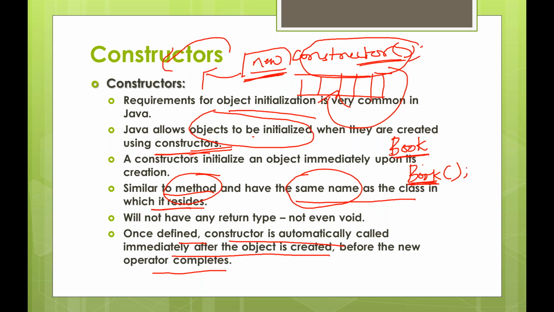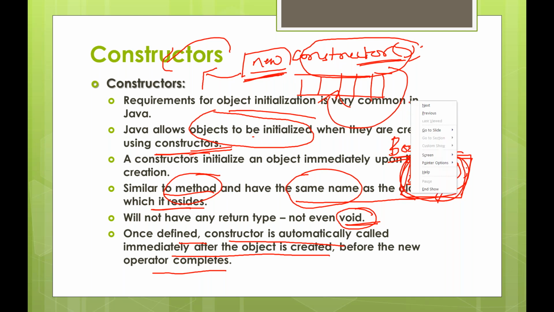One important thing: they are similar to methods. You can see these parentheses, in which you can pass parameters as well, as we have seen in yesterday's methods discussion. But there is one difference. Methods will have a return type. If they are not returning anything, they will return void. If they are returning something, the return type should be mentioned. But in constructors, we don't specify any return type.